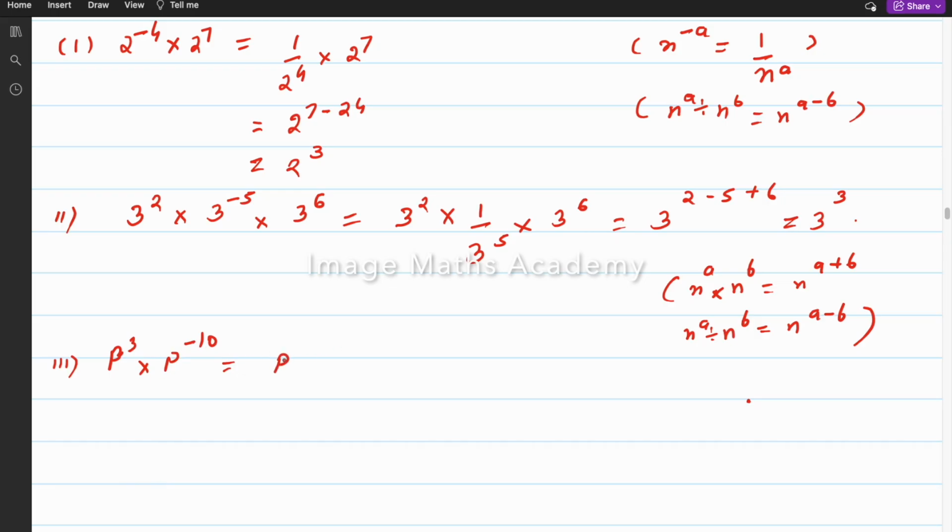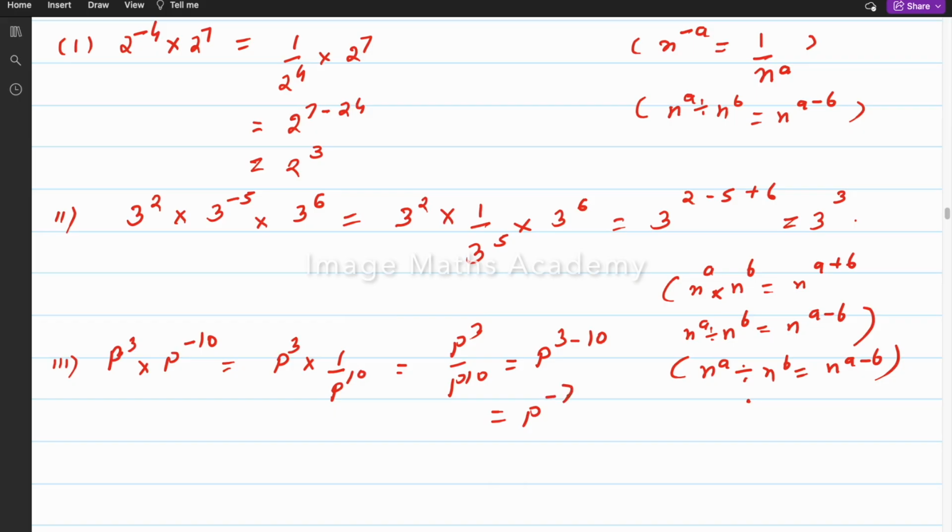10. So which is equal to p to the power 3 multiplied by p to the power minus 10, which is equal to, you can write it as p to the power minus 10 is 1 upon p to the power 10, which is equal to p to the power 3 upon p to the power 10, which is equal to p to the power 3 minus 10. Using formula n to the power a divided by n to the power b, which is equal to n to the power a minus b, which is equal to p to the power minus 7.